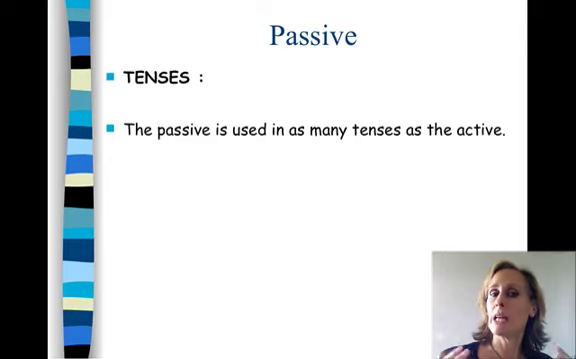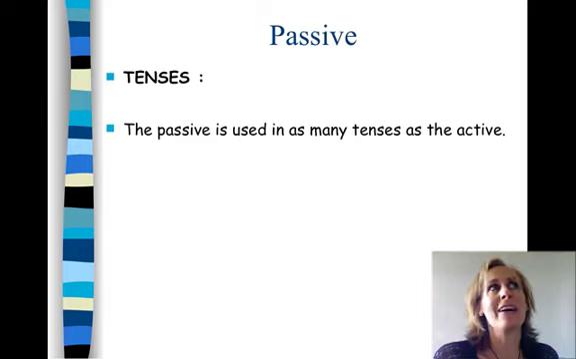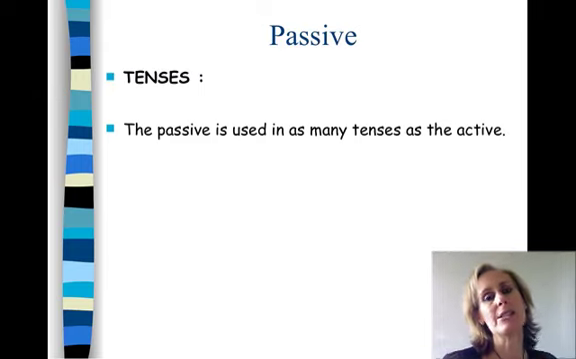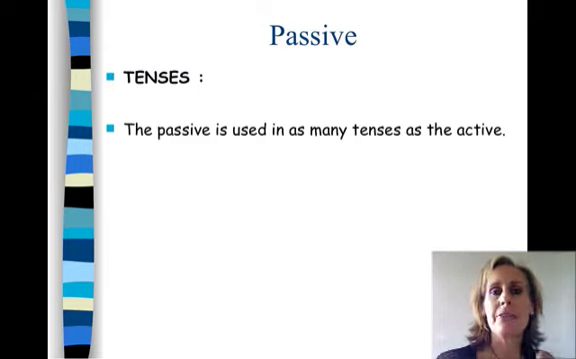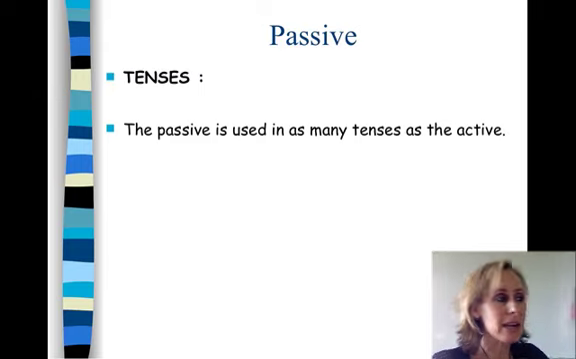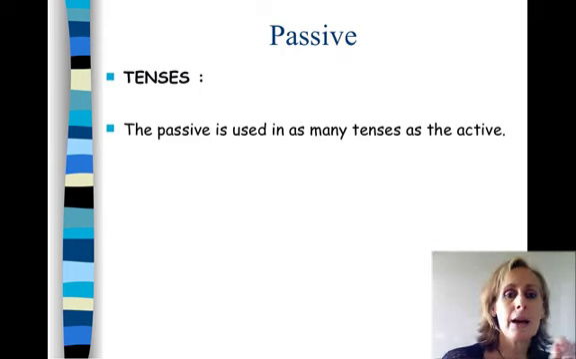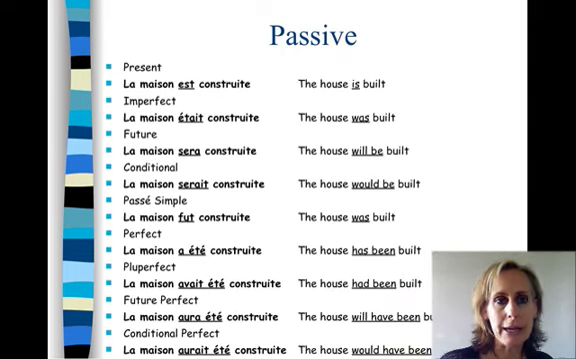Tenses. The passive is used in as many tenses as the active. So all those tenses that you know and love in normal active sentences, these tenses can exist in the passive as well. They look just like the active sentences. It's just that you have added on to that the past participle of the original verb from the active sentence. I'll show you what I mean. Okay. Present tense. La maison est construite. The house is built.